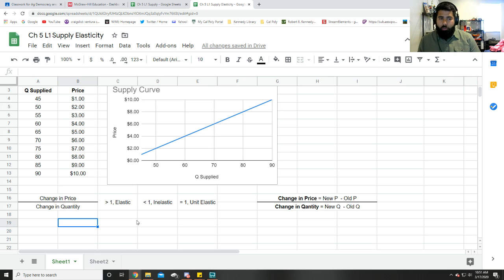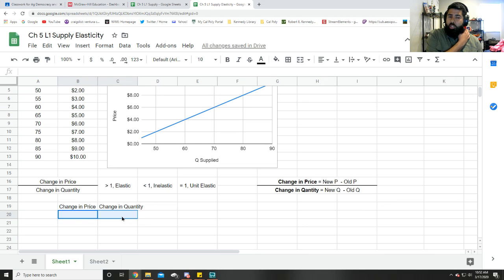So right here, I'm going to call this change in price, since that's the first one we want to calculate. And this little column right here, I'm going to call change in quantity. Now, I'm going to put my answers in here, and I'm going to highlight these two things so that you can see where I'm going to put my answers.